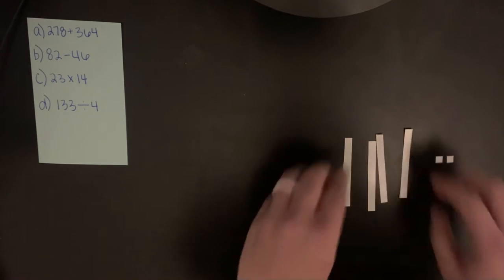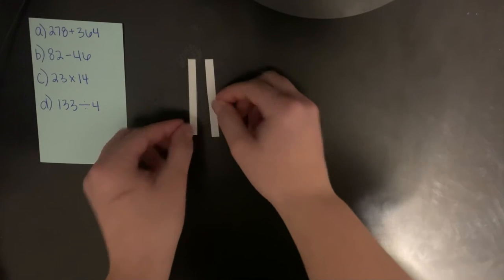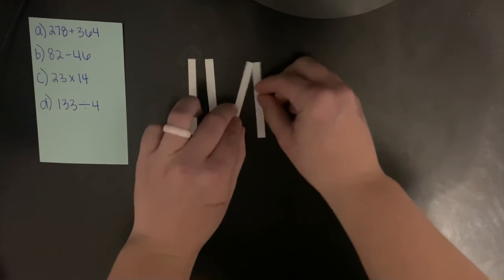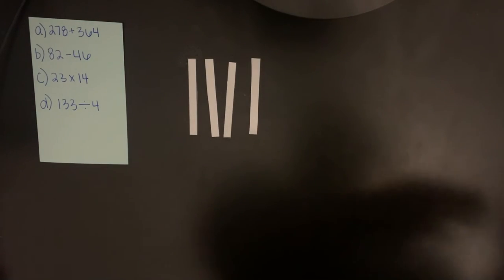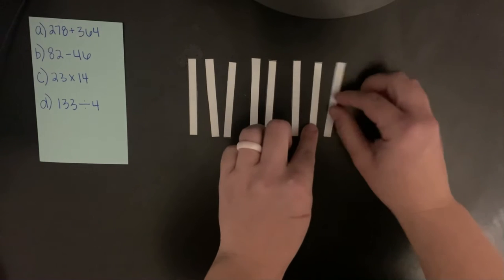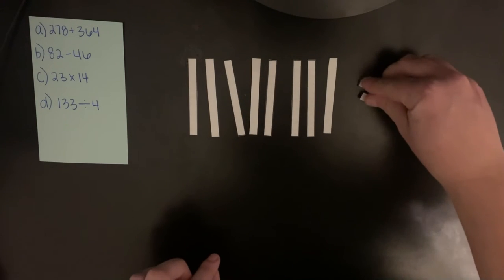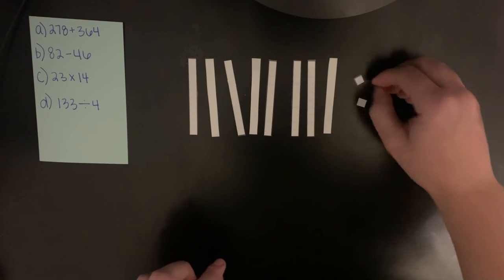The next problem I'll be demonstrating is a subtraction problem using the takeaway approach. So we'll start with 82. 6, 7, 8 longs gives us 80. 1, 2 gives us 82.